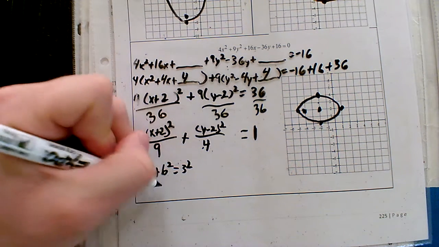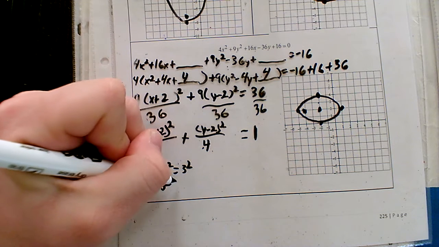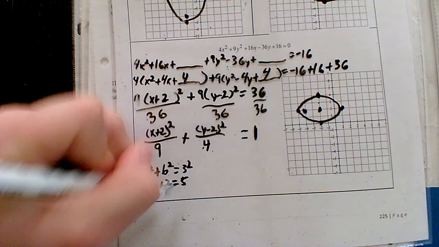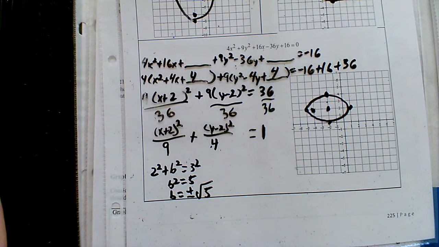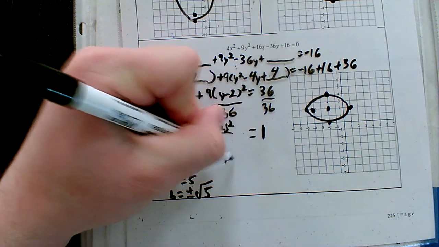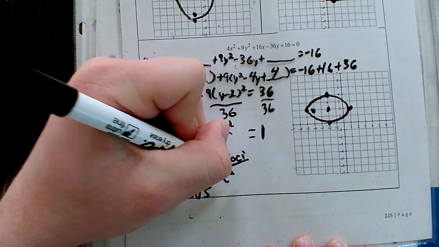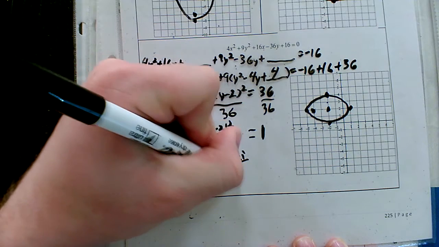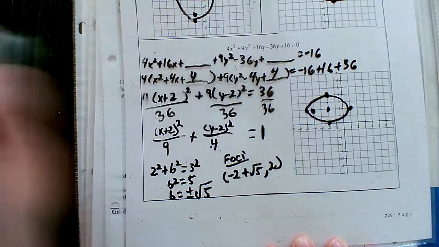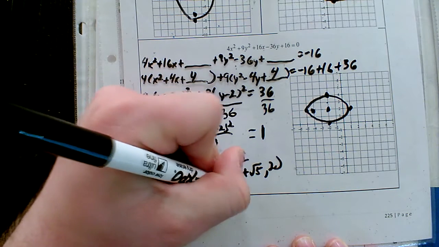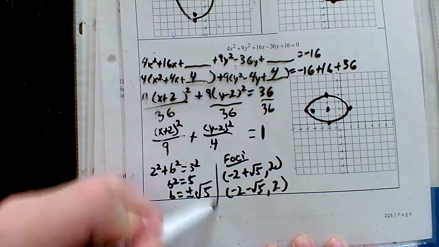Now I'm going to solve for b. So I get 9 minus 4. Take the square root. So my foci points, they're on the x's, so I'm going to have my -2 plus the square root of 5, comma 2. That's my first point. And -2 minus square root of 5, comma 2 is my second foci point.